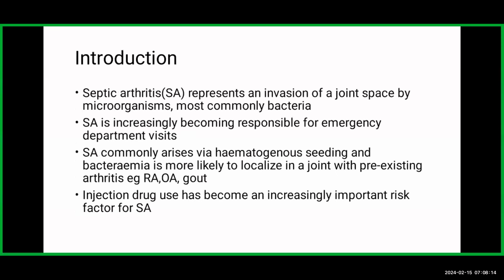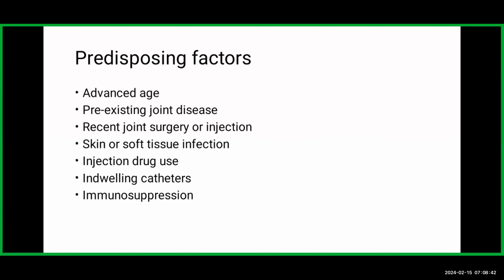So briefly talking about septic arthritis, it represents an invasion of the joint space by microorganisms, most commonly bacteria, and it's increasingly becoming responsible for emergency care visits. And it commonly arises via hematogenous seeding, and bacteremia is more likely to localize in a joint with pre-existing arthritis, like this index patient of ours.